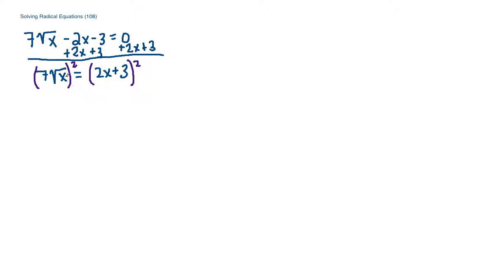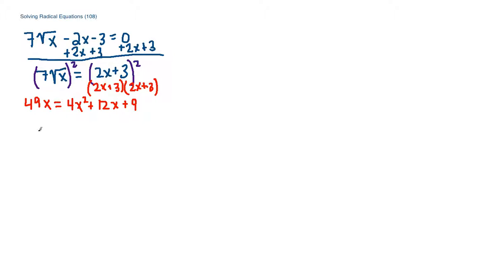Remember, when you square both sides, on the right side you have to distribute. You can't just do 4x squared plus 9. It doesn't work like that. So on the left side, I get 49 times x because the radical went away. And then I have 2x plus 3 times another 2x plus 3. Using the FOIL method or the distributive property, I get 4x squared plus 6x plus 6x, that's plus 12x, and then plus 9.